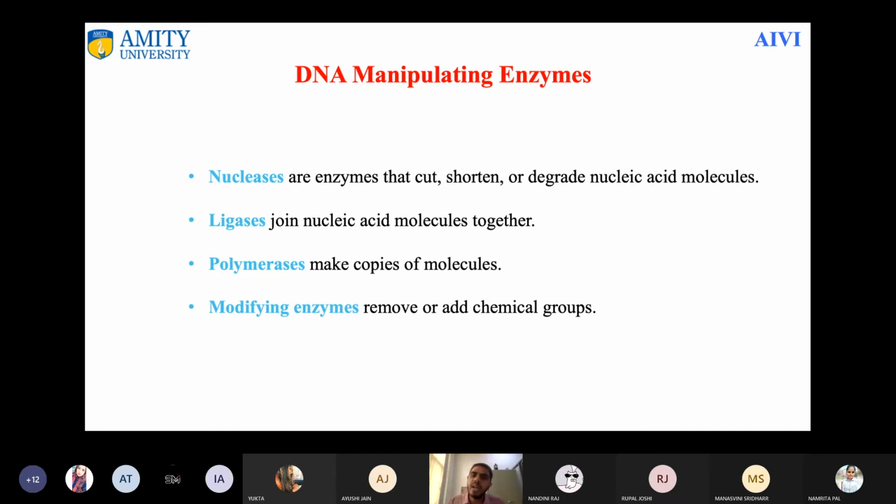If you want to add any type of group to your DNA molecule and study, for example, if you add a methyl group, what type of function it will change, then for that you need another class of enzyme, the modifying enzyme. This is the fourth class. We will discuss it in detail in future slides.